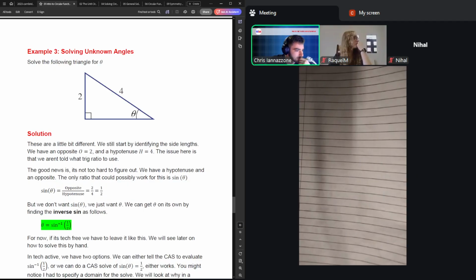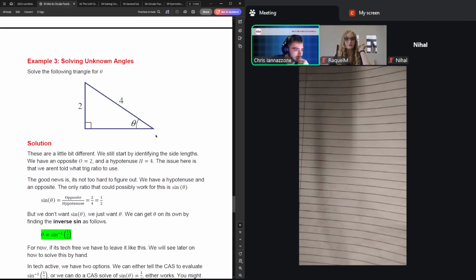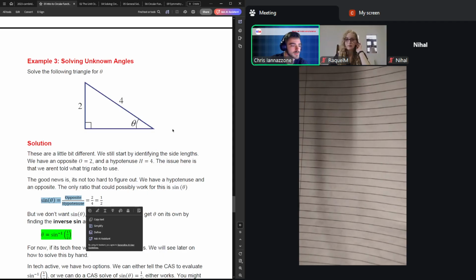Actually, no, this is worth discussing a little bit. So this might look more or less the same here. When you're solving for angles, things look a little bit different. So yes, we still have the opposite and the hypotenuse, so sine is the only thing that has the equation with both of those combined.